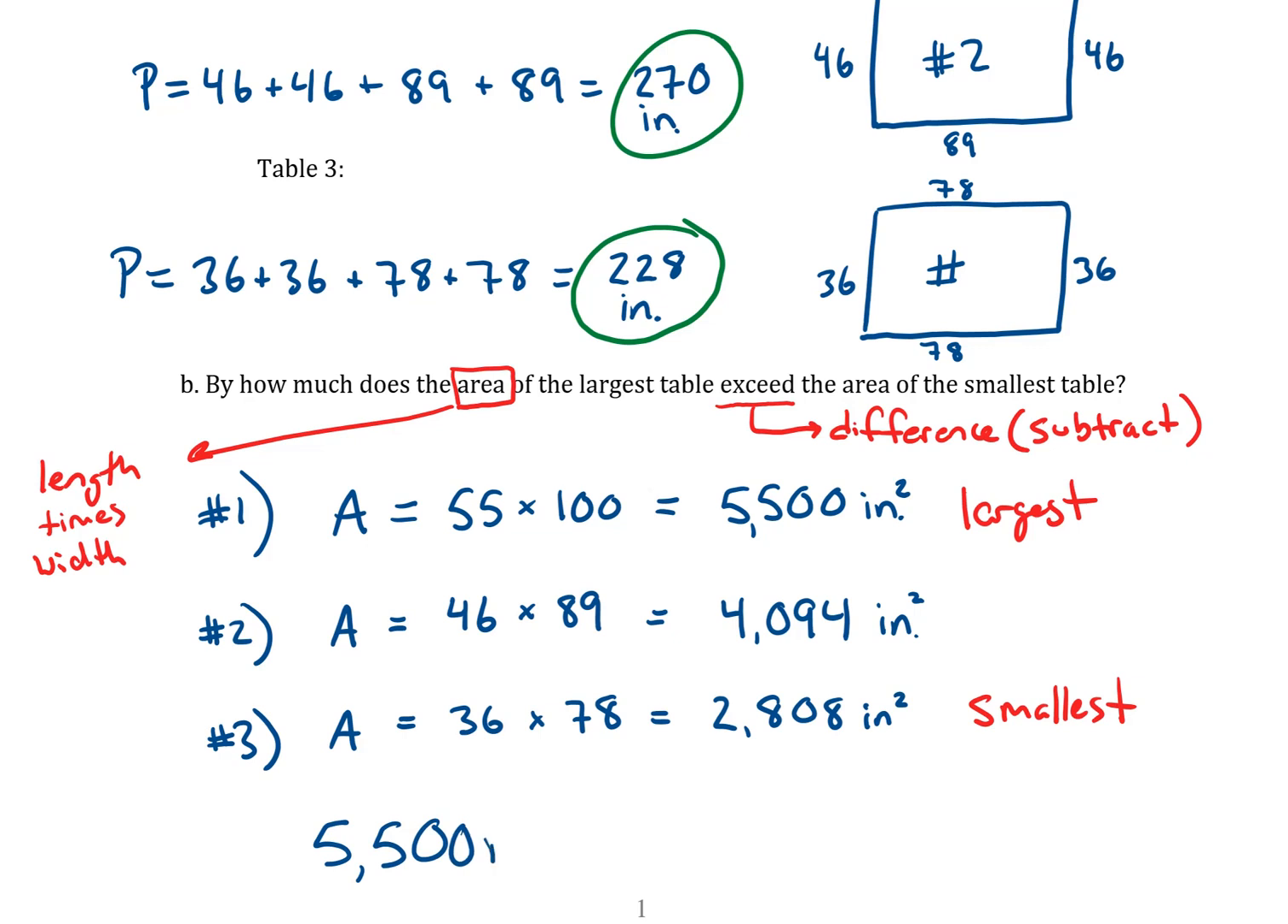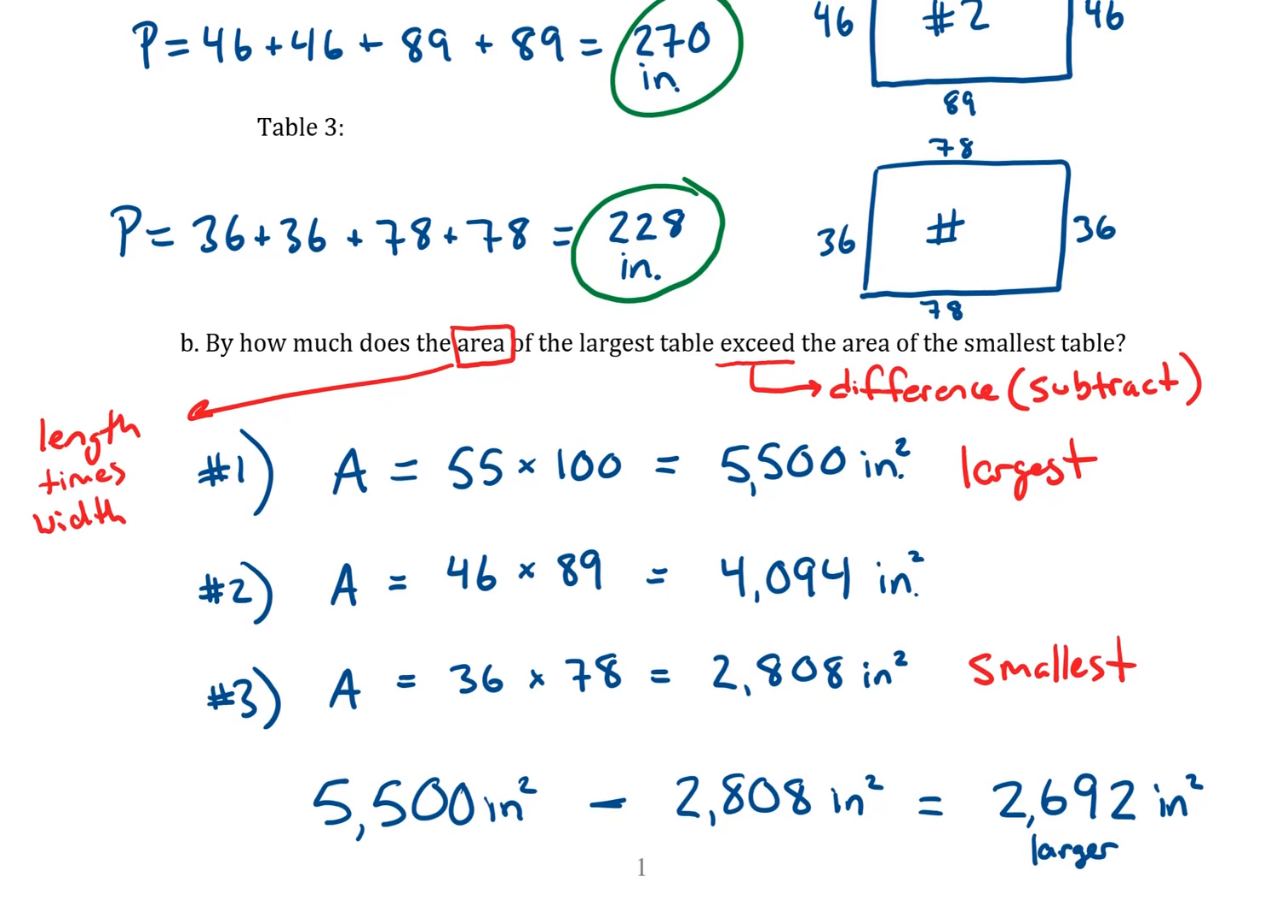All right, so to answer the question, we have to take 5,500 square inches and subtract from that 2,808 square inches, and the difference would be 2,692 square inches, and I'll say square inches larger. So table number 1 is 2,692 square inches larger than table number 3. Okay, and that about does it for this problem.